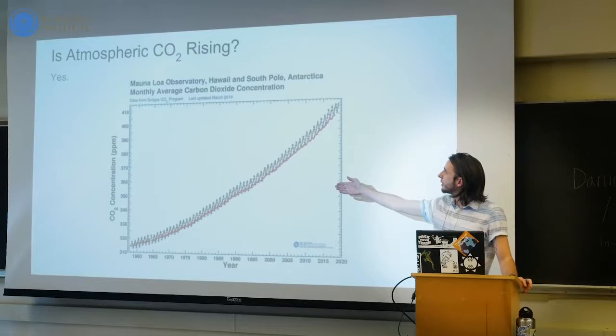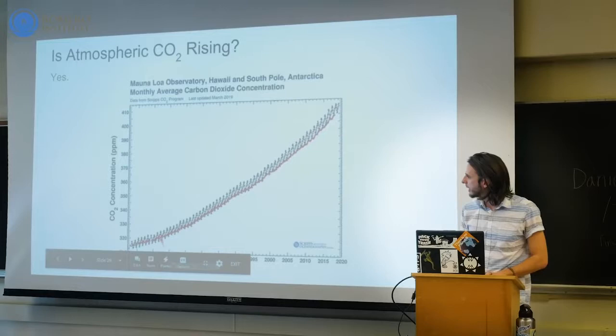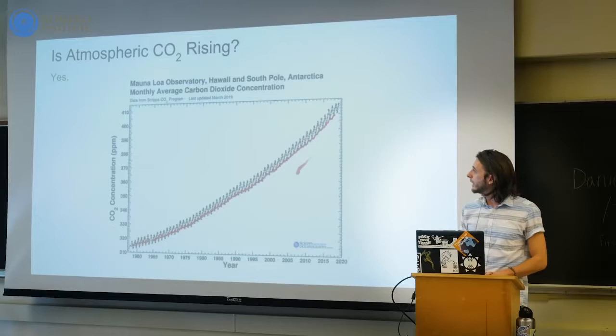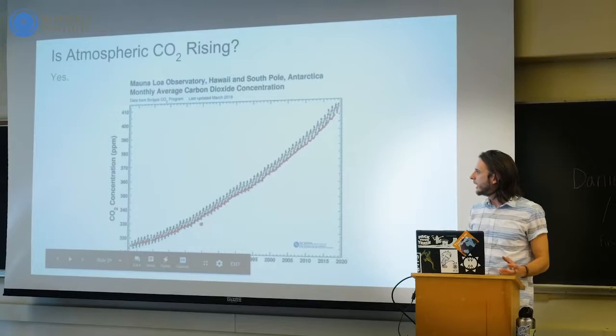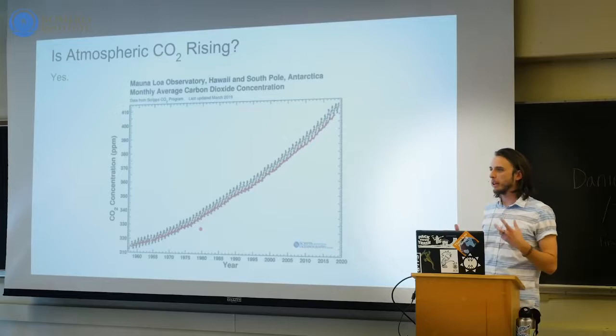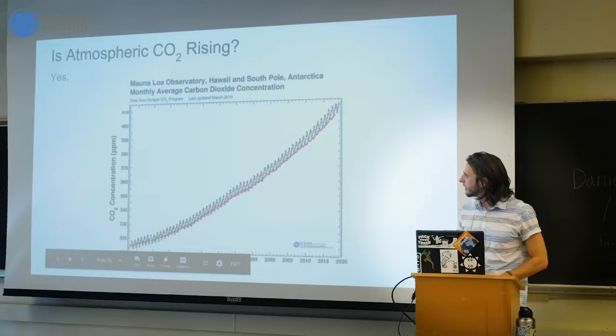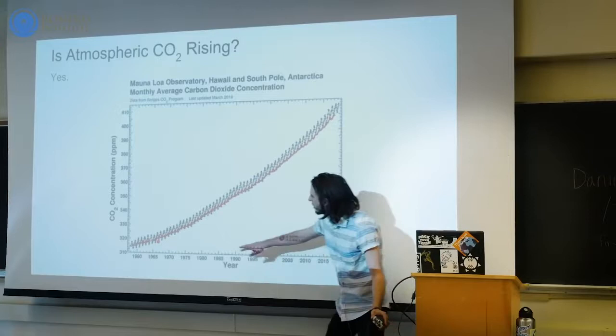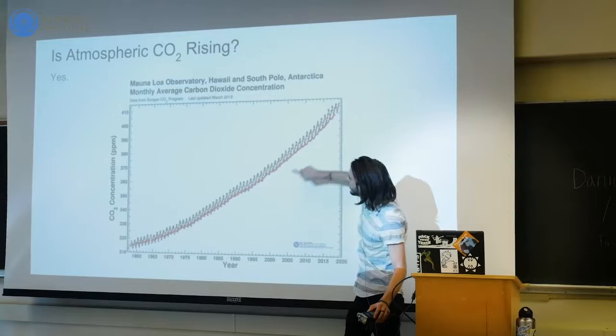Let me get my pointer. So the wiggly black line is the measurements taken from Hawaii. The less wiggly red line are measurements taken at the South Pole in Antarctica. And there's a few really interesting things that you can learn from this graph. It teaches you a lot about climate change and where it's coming from. One of them is fairly subtle: the lines are offsetting. There's a greater difference here than there was back in 1960. So what does that mean?